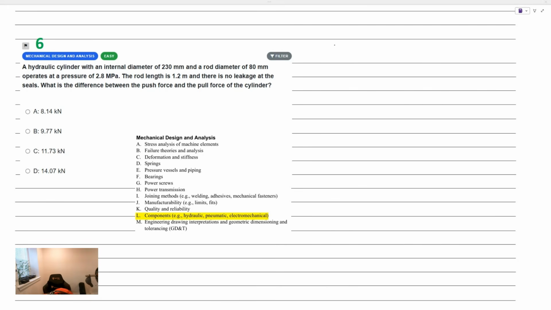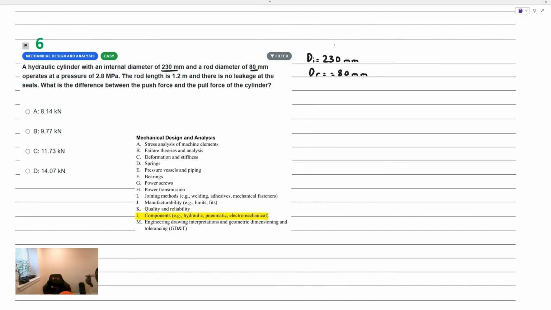In this problem here, we have a hydraulic cylinder with an internal diameter of 230 millimeters. So that means that the inner diameter is 230 millimeters and a rod diameter equal to 80 millimeters.